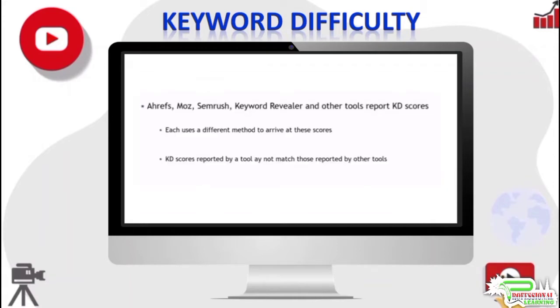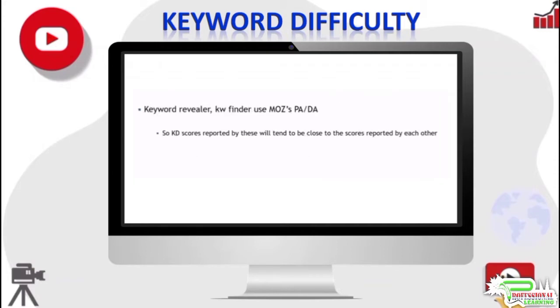Keyword tools like Moz, Ahrefs, SEMrush, Keyword Revealer, Ubersuggest, and others display keyword difficulty scores that are good indicators of how much effort and resources will be needed to rank for a particular keyword. Each of these tools uses different methods to arrive at these scores. So, keyword difficulty scores reported by one tool may not match with that reported by another tool.